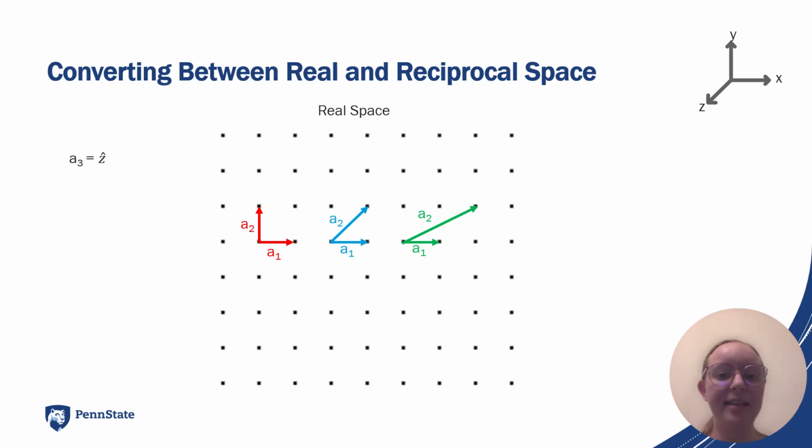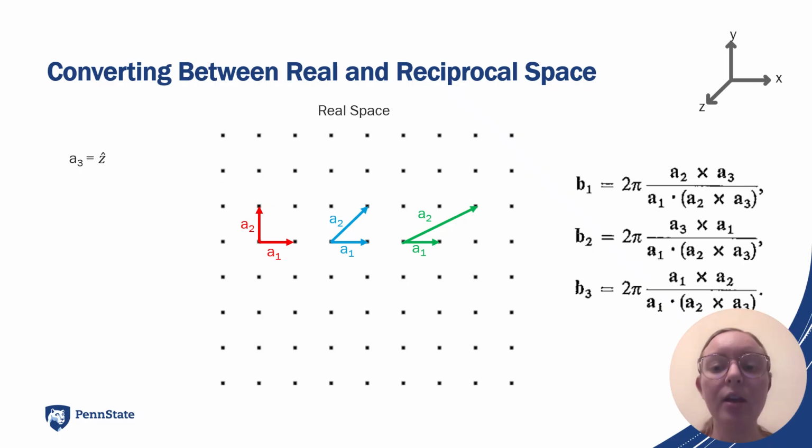Now, in all three of these examples, we do need an A3 vector, which I define just to be z hat here, or coming out of the page. This is just so that the math works out so that we can easily transform between real space and reciprocal space. And it turns out that we have nice and easy formulas to be able to convert between real space and reciprocal space, which are shown here on the screen. We can do that using a cross product, dividing by the volume of the unit cell.